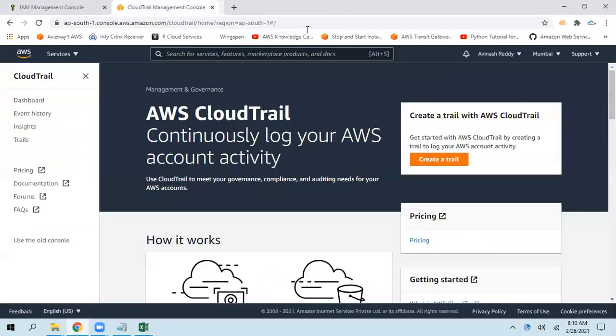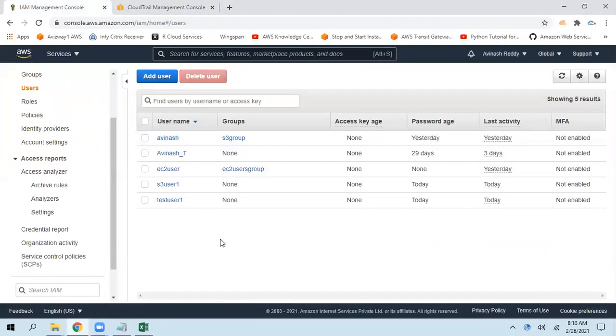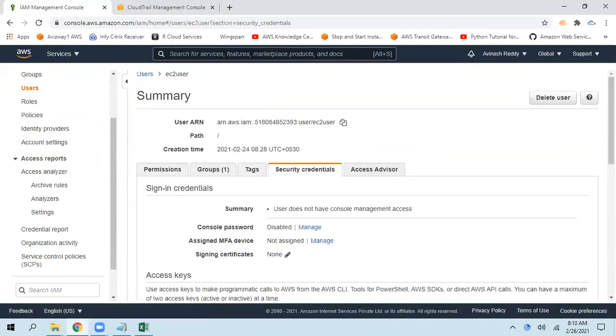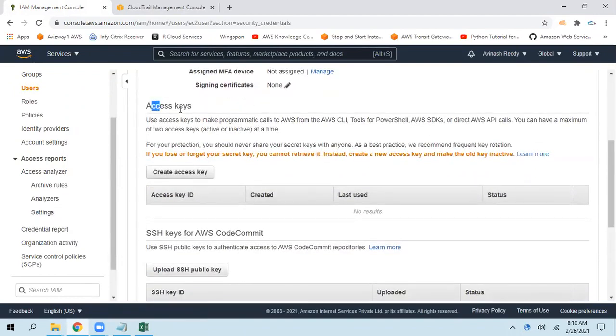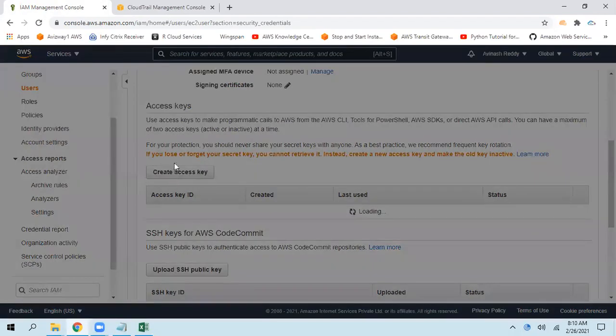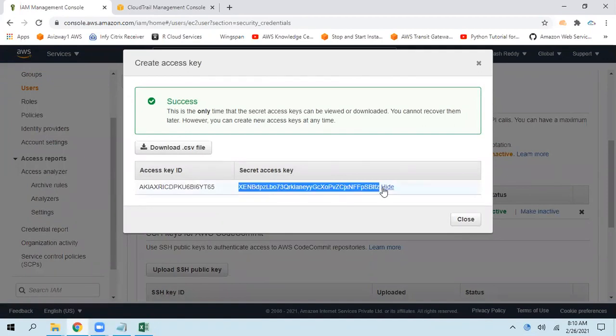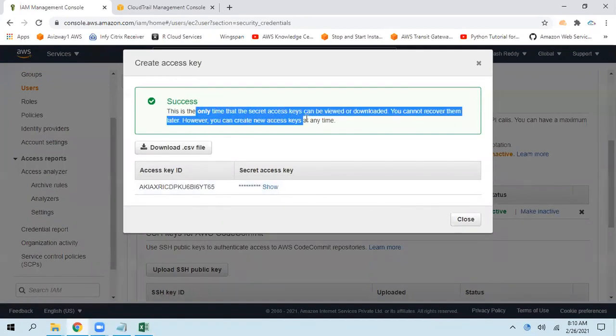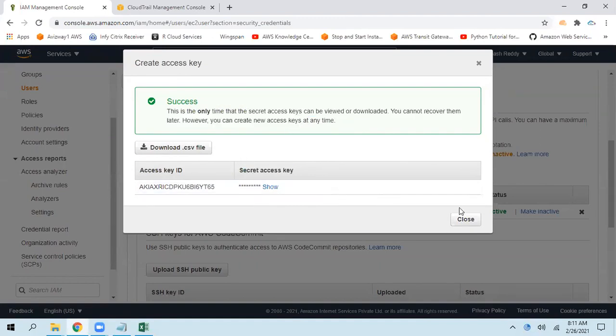Okay, so that is the high-level view of the access key ID and secret access key. If you want to create an access key for an existing user, navigate to that user, go to security credentials, and here we have the option access keys. Click on create access key. Here we got an access key ID and secret access key. And remember, this is the only time we are going to get this. For example, if you haven't saved the secret access key but have clicked on close, that's it, gone. There is no option to view this secret access key again.